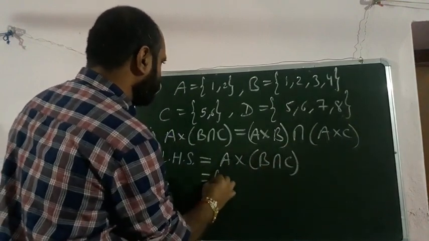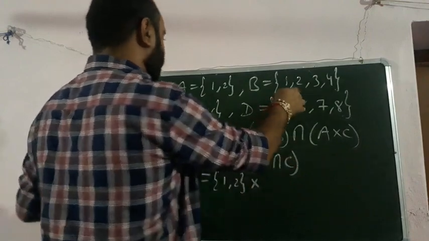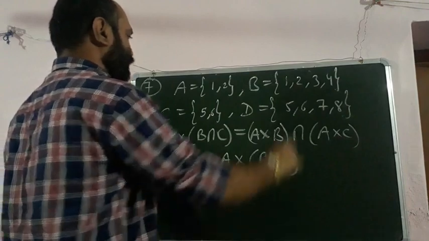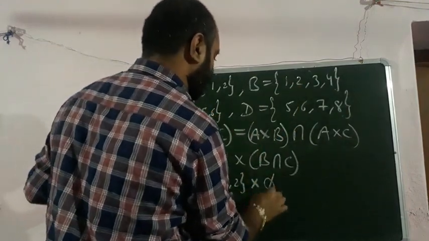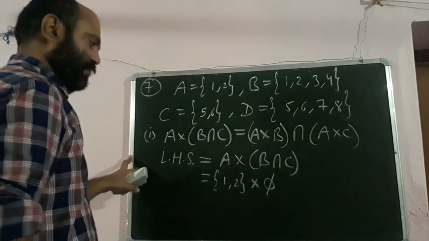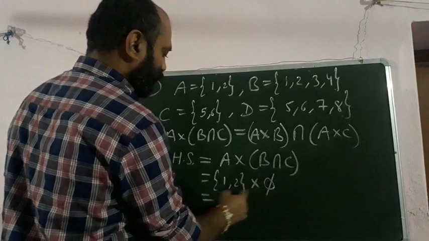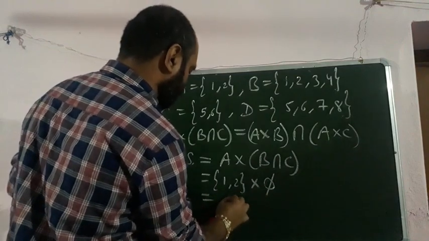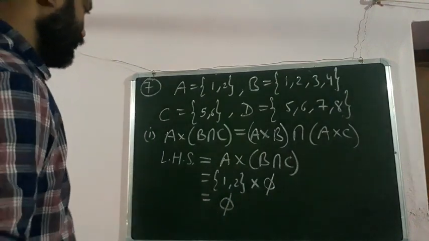So A has the elements 1, 2, and what is common in B and C? B has 1, 2, 3, 4 and C has 5, 6. So there is nothing common here. So the value of B intersection C is the empty set. So as you know, the cross product with any empty set is the empty set. So its answer is the empty set.